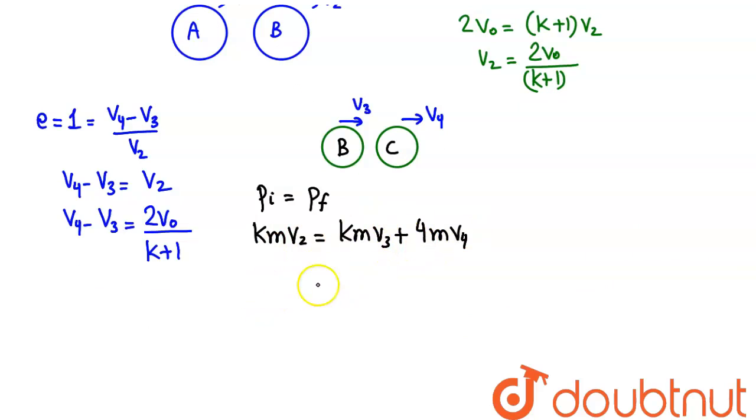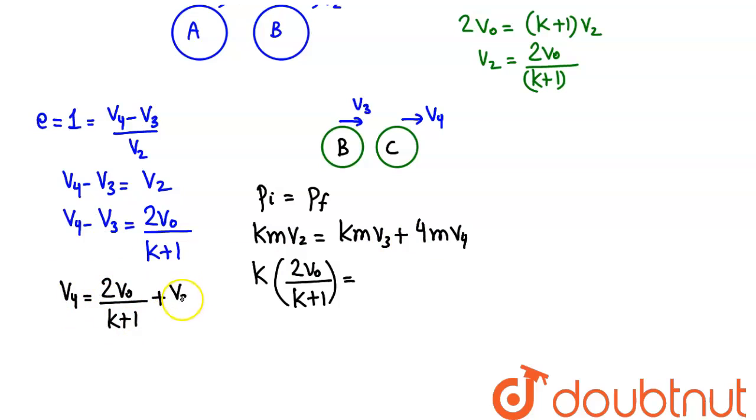So this comes out to be, substituting the value of v2 as 2v0 upon k plus 1, equal to, on simplification, we need to find V3. So in terms of V3 we can say V4 comes out as 2v0 upon k plus 1 plus V3.